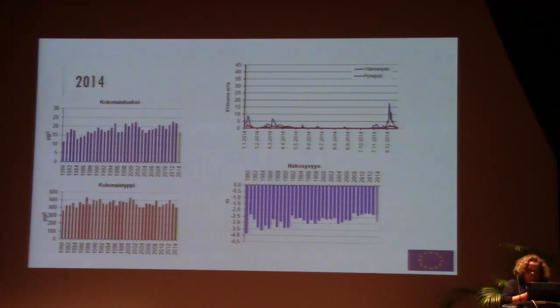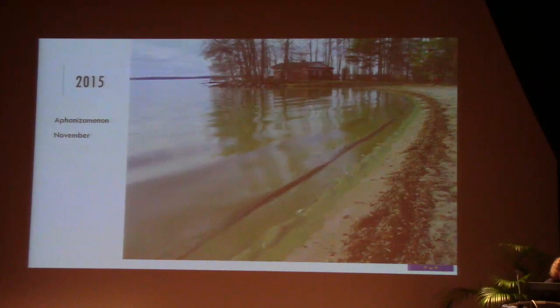2015, on the other hand, was otherwise a normal year, but in November, almost in winter, there was the only bad bloom of cyanobacteria we have ever had, and it was by Aphanizomenon, also not a very abundant species in this lake earlier. It was really something new.